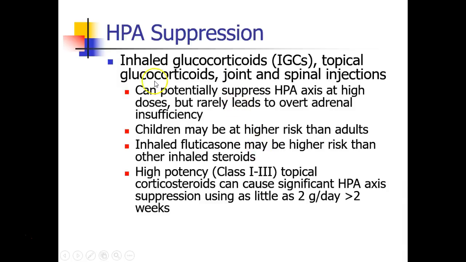You should be aware that even though we're talking about systemic steroids, either given orally or IV, actually any route of administration can cause HPA suppression. So you might think that inhaled glucocorticoids or topical or injected glucocorticoids into the joint or the spinal space might not be at high risk, but potentially at very high doses they could lead to adrenal insufficiency. But this is not very common. It's more common in children than in adults. Some inhaled steroids like fluticasone may be a higher risk. But if you use high-potency topical steroids, you can cause some HPA axis suppression.